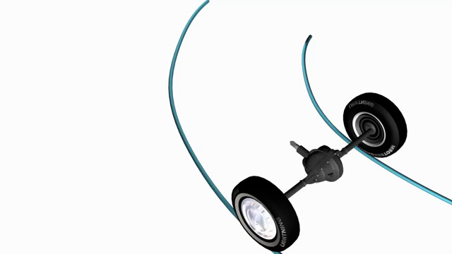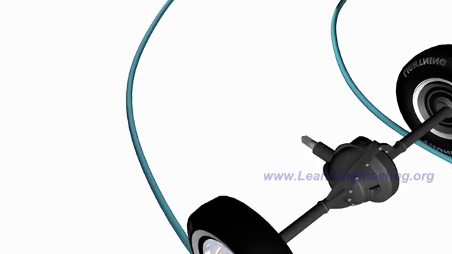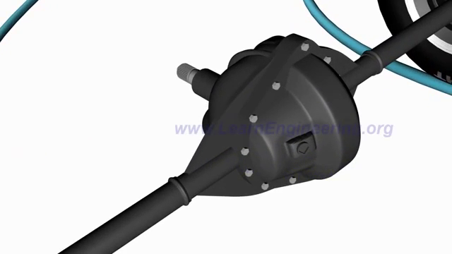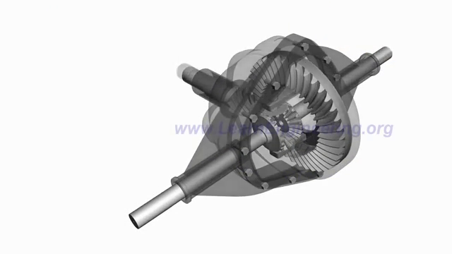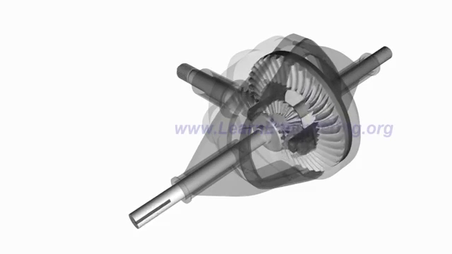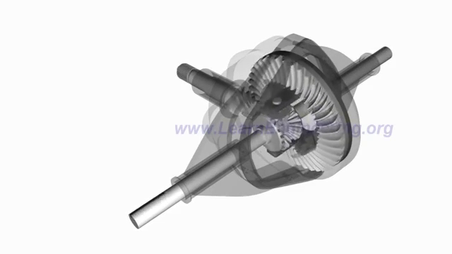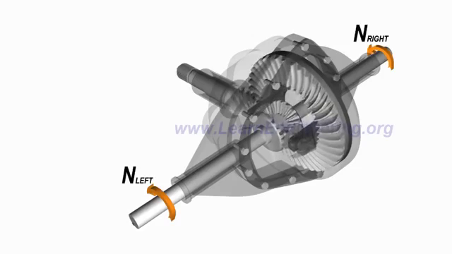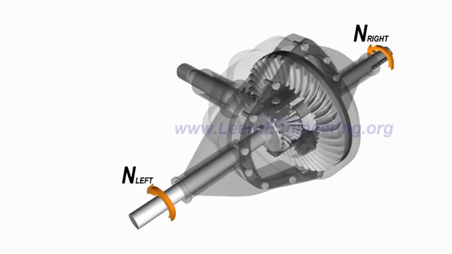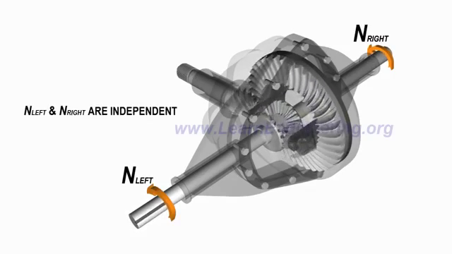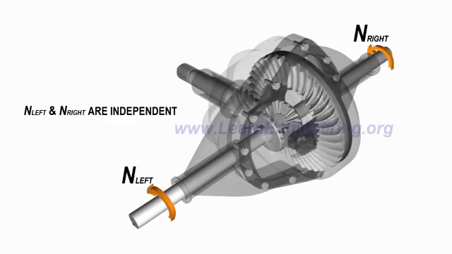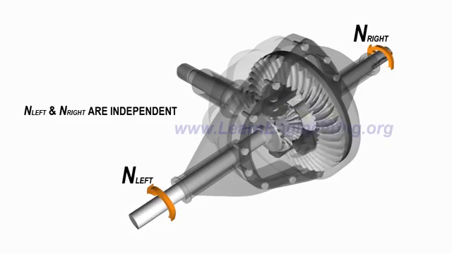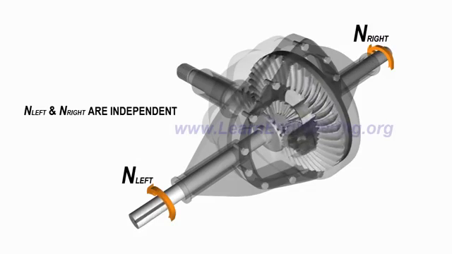This is exactly where the differential comes in. The ingenious mechanism in a differential allows left and right wheels to turn at different RPM while transferring power to both wheels. We will learn how the differential achieves this in a step-by-step manner using its simplest configuration.